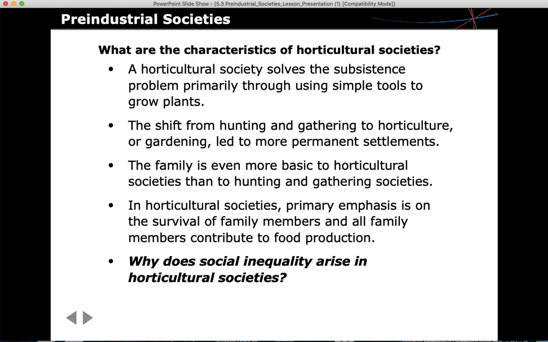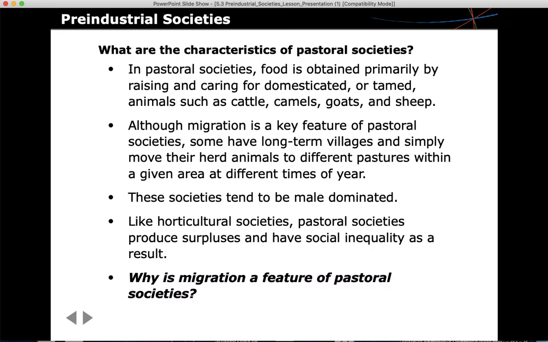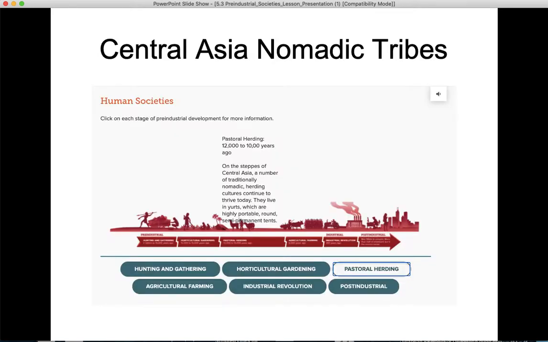Reading progress check. Explaining. Why does social inequality arise in horticultural societies? Pastoral societies. Guiding question: what are the characteristics of a pastoral society? In pastoral societies, food is obtained primarily by raising and caring for animals. These groups herd domesticated or tamed animals such as cattle, camels, goats, and sheep. Examples include the reindeer herding Sami or Lapps of Scandinavia and the cattle herding Maasai of East Africa.